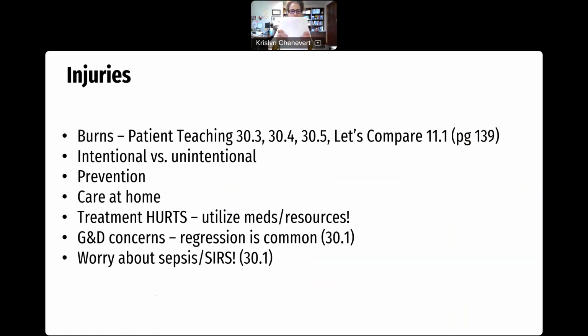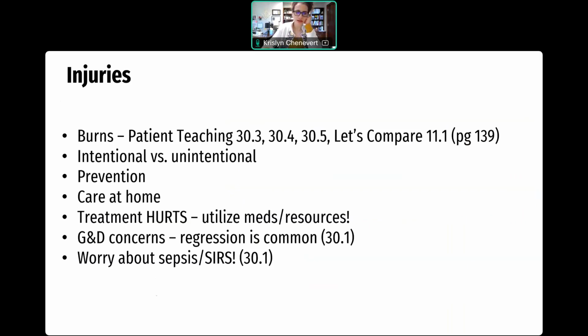All right, burns. Now you will get an extensive burn lecture in fourth level, so I just want to lay a little foundation here and then also highlight the pediatric differences. Your book has a lot of really great teaching boxes about patient teaching regarding prevention and care at home, and then sunburn prevention, and I've listed those for you as well. And then also a really great little box about comparing adult versus pediatric burns.